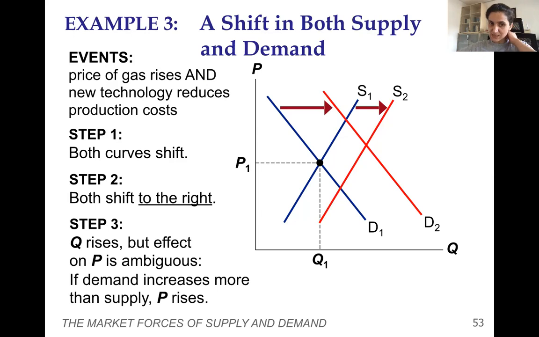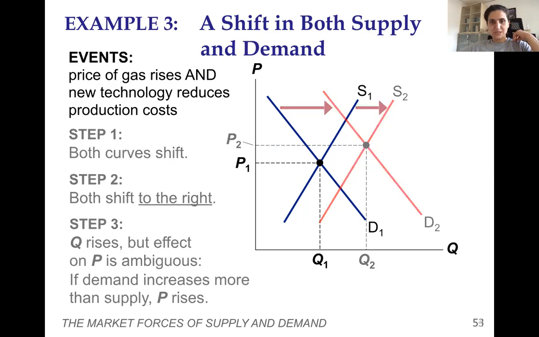If demand increases more than supply, P rises. If it is vice versa, P decreases.